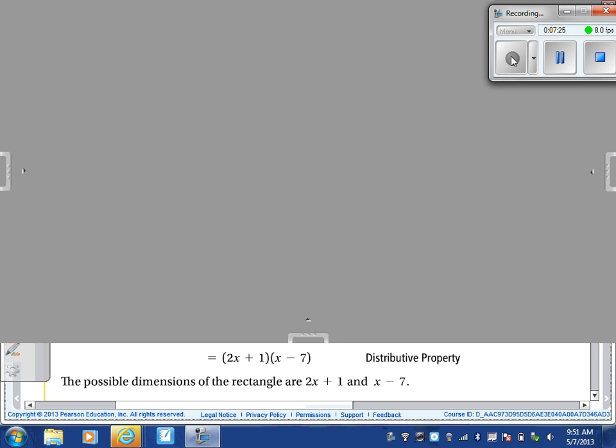I'll give you a hint. Your final answer is 2x plus 1 in parentheses and the quantity of x minus 7 in your other parentheses. Your job is to explain to me how they came up with that answer.